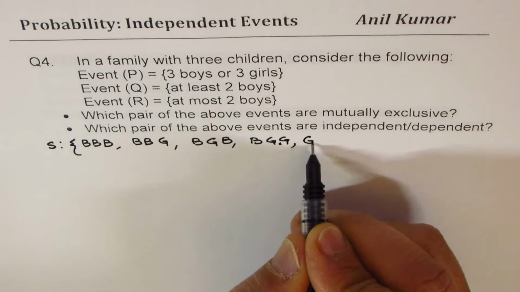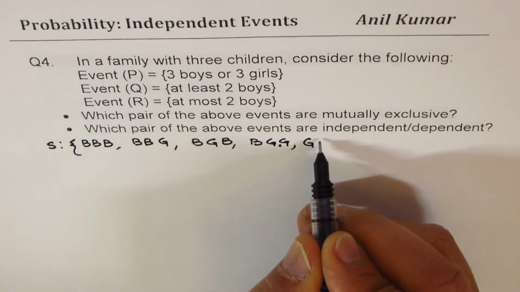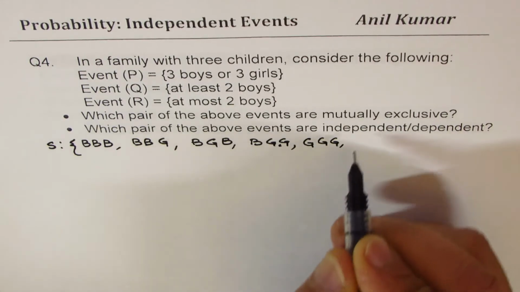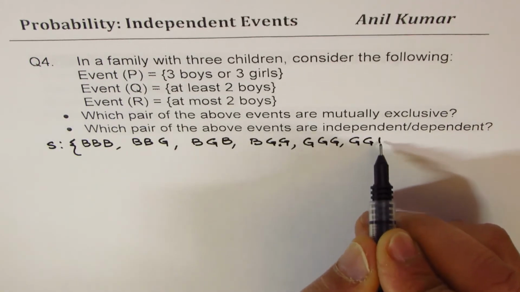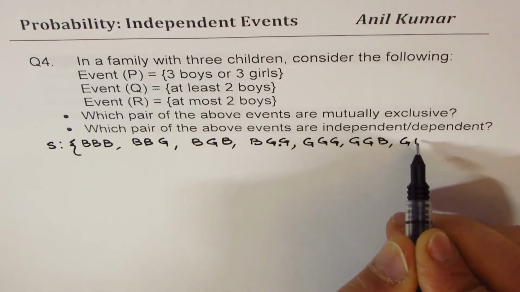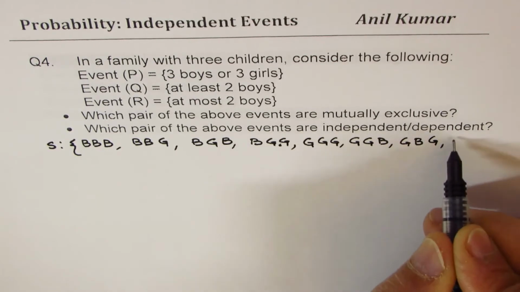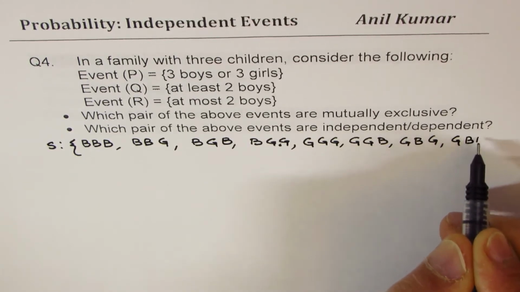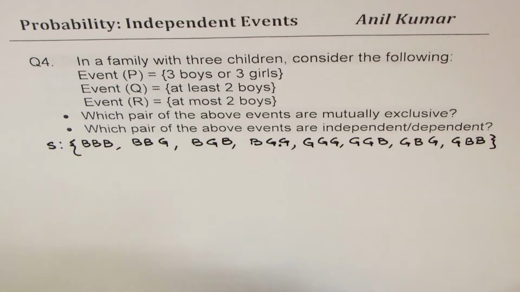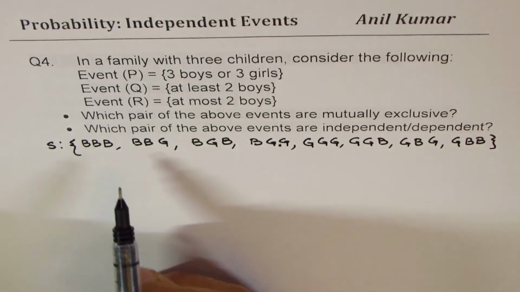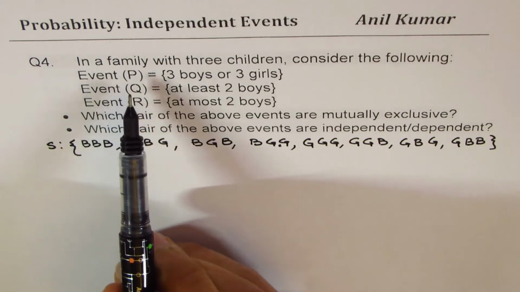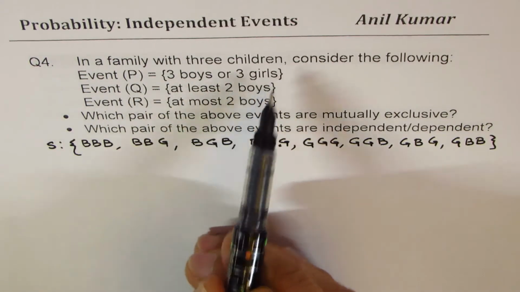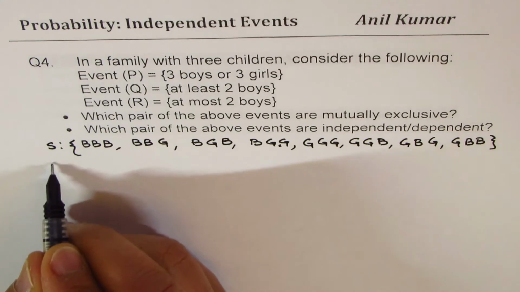With girls, we could have all 3 girls, okay. And we'll go in this order: 2 girls and a boy, girl, boy, girl, or it could be girl, boy, boy, right? So anyway, you'll get 8 combinations. That's very clear to you. That's the sample space.